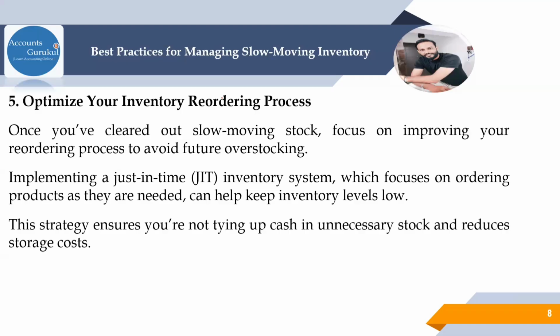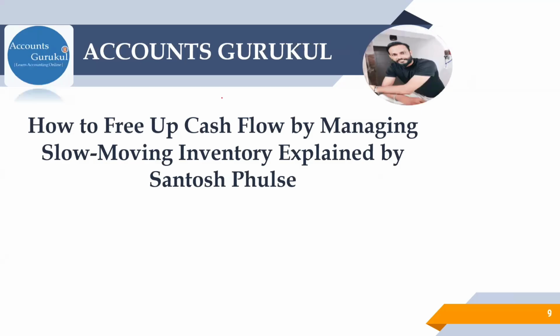So as and when we have the order from our customers, we have a time of 15 days or 20 days, and in between, once the order is confirmed, back to back we have to place an order on our supplier, and we have to keep a 10 days or 12 days timeline for that. And that's going to ensure you're not tying up cash in unnecessary stock and reduce the storage cost. So that's the 5 ways of managing slow moving inventory more accurately.